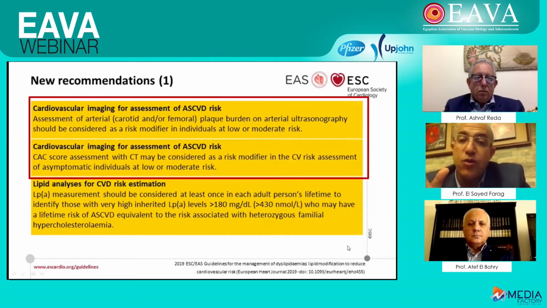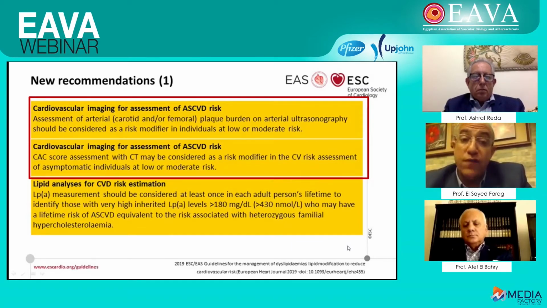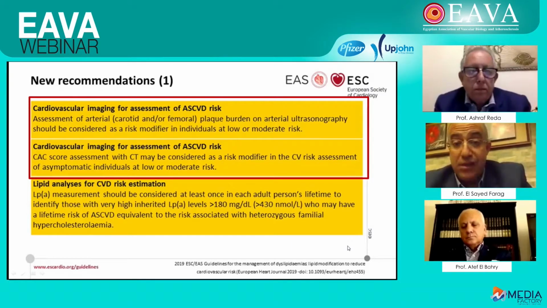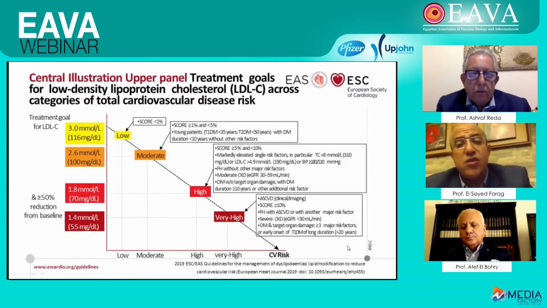The patients in the blind spot are those patients with low or moderate risk, those asymptomatic patients. Those patients are living in the blind spot, and we have to shed light to uncover them and put a proper management for them. Also, cardiovascular imaging, by assessing the calcium, has come up to the stage for those asymptomatic patients with low or moderate risk. I think this slide was passed by Professor Ashraf, but I'd like to highlight one thing.